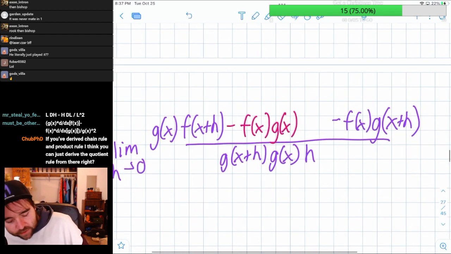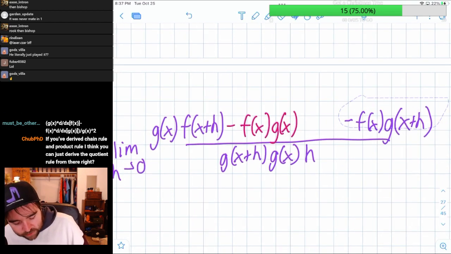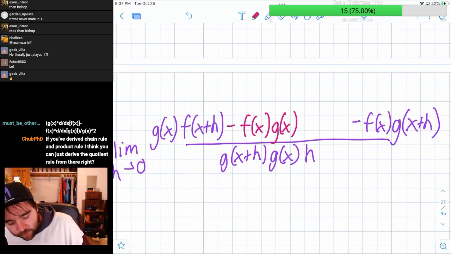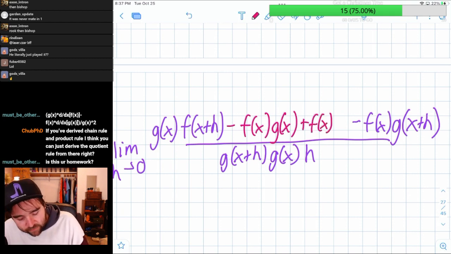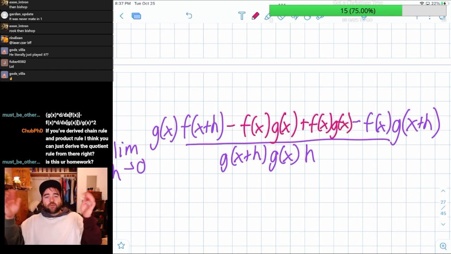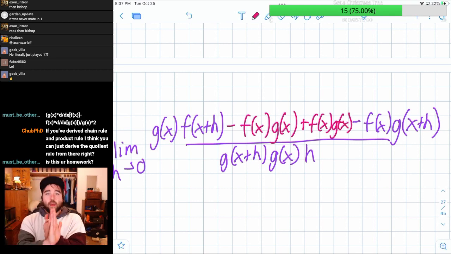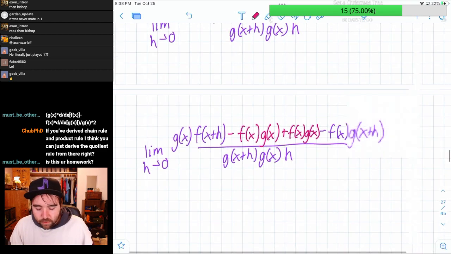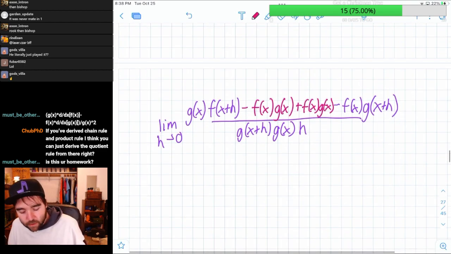But then, of course, the reason this works, you can't just randomly subtract something. So to make up for it, we're just going to add it back. So we have minus f of x times g of x plus f of x times g of x. And so, of course, those would just cancel out if we wanted them to, but we don't want them to because we're going to use that to make some other magic happen.